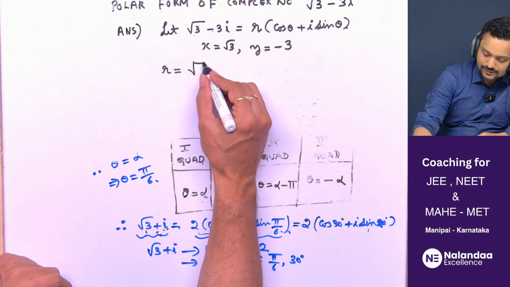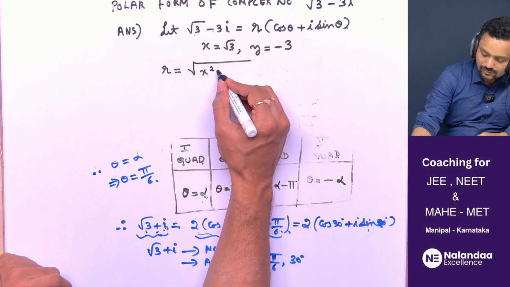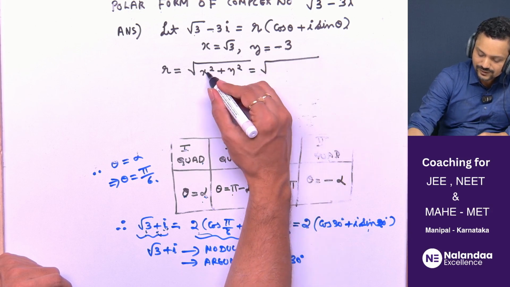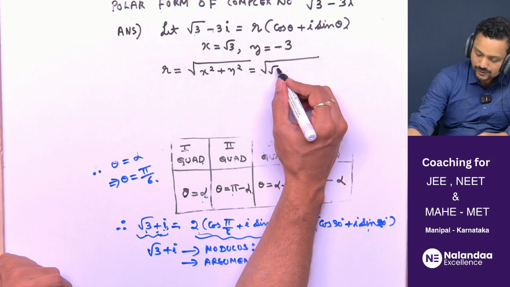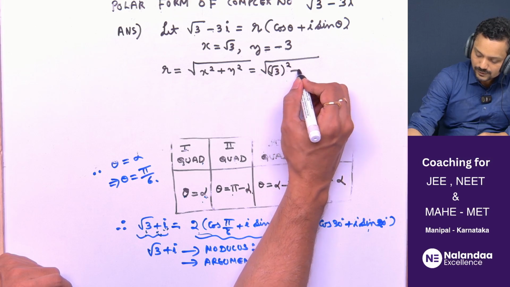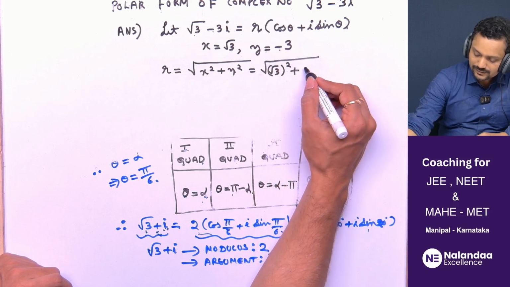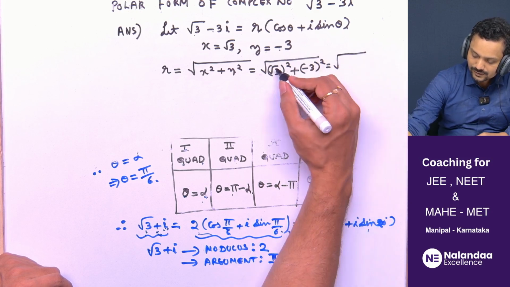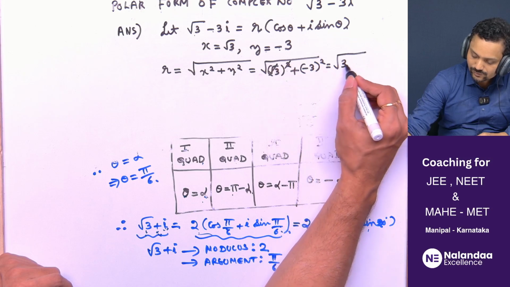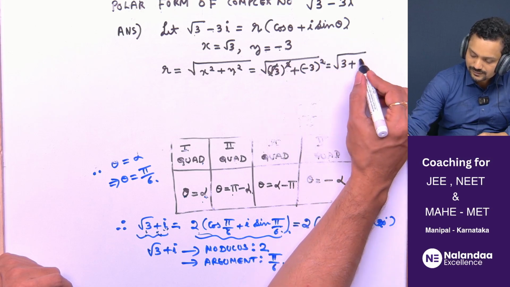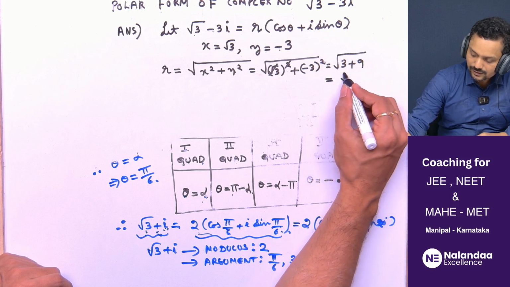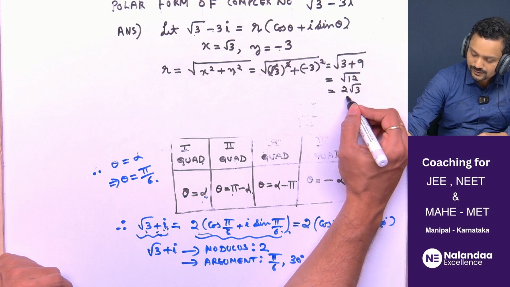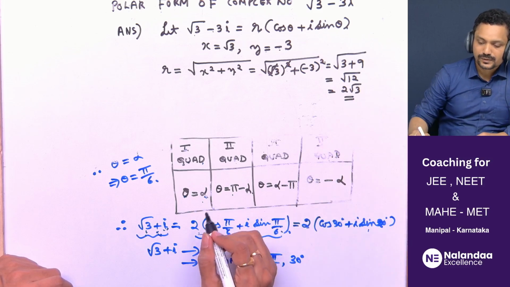As you know, r is given by root of x square plus y square, and that is root of x, which is root 3, so it will be root 3 square plus y. y is minus 3, so it is minus 3 square. So the square root and square cancel. You will get 3 plus minus 3 square, which is 9. So you will get root 12, and root 12 is 2 root 3. So this is the modulus of the complex number.